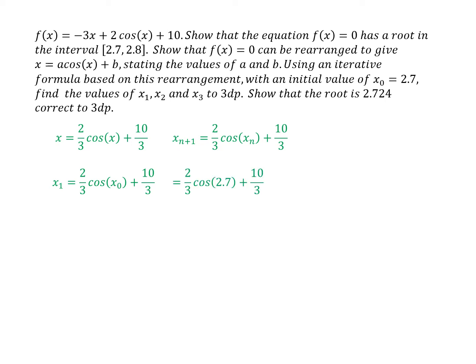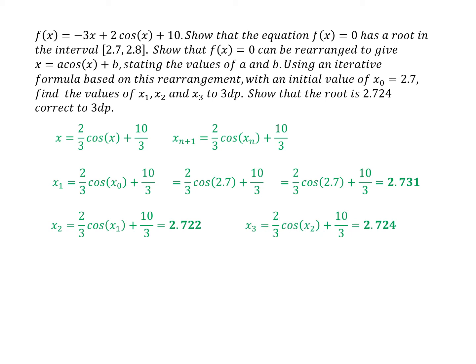So we put the 2.7 in, and then we get this value for x1, again using radians. And this number is rounded to 3 decimal places. But in the next calculation, I use an unrounded version of that value to give me the value of x2, and then an unrounded version of that number to give me x3. So those are the values of x1, x2, and x3 to 3 decimal places.